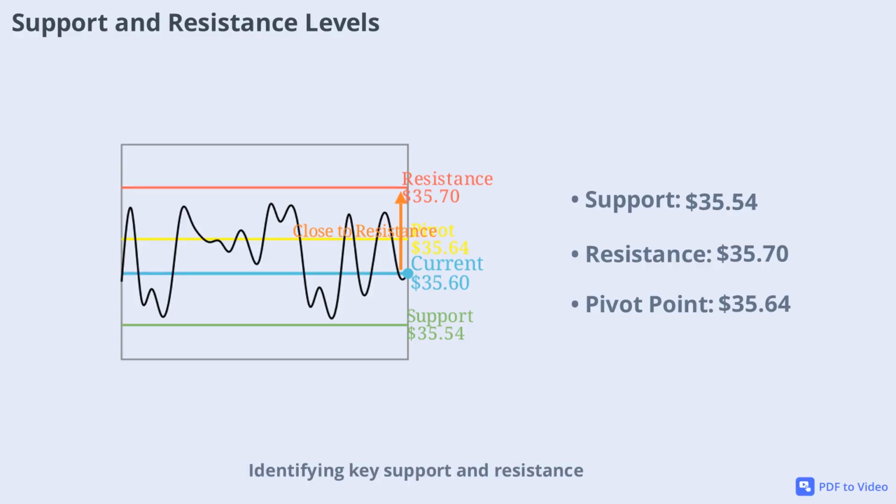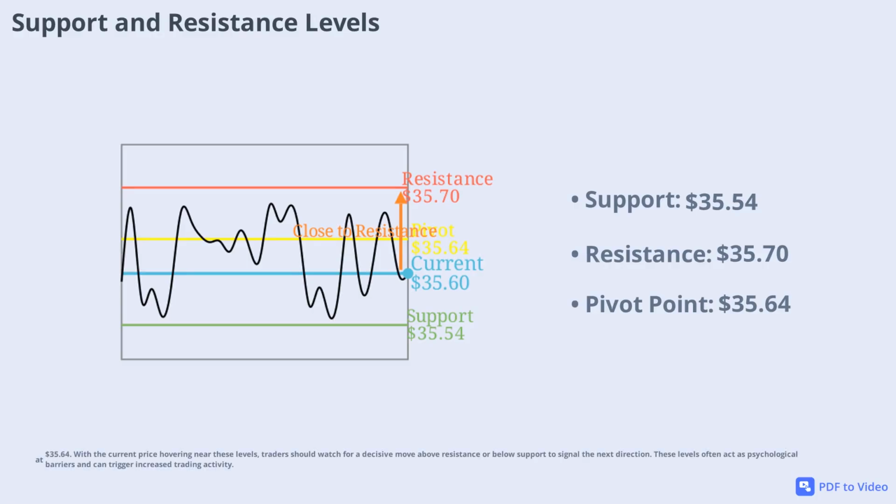Identifying key support and resistance levels is crucial for planning trades. For COWG, the nearest support is at $35.54, and resistance is at $35.70. The pivot point, a central reference level, is at $35.64. With the current price hovering near these levels, traders should watch for a decisive move above resistance or below support to signal the next direction. These levels often act as psychological barriers and can trigger increased trading activity.